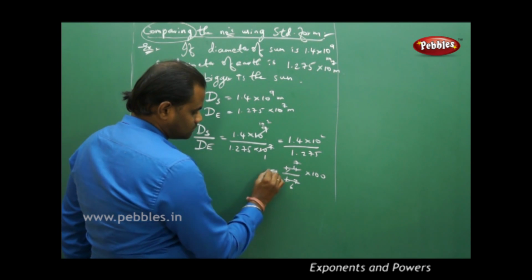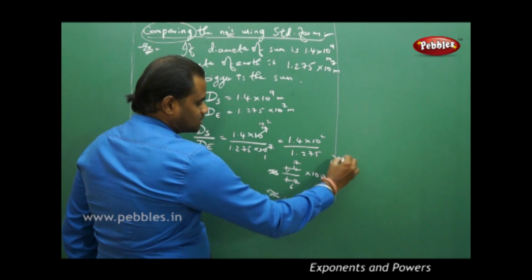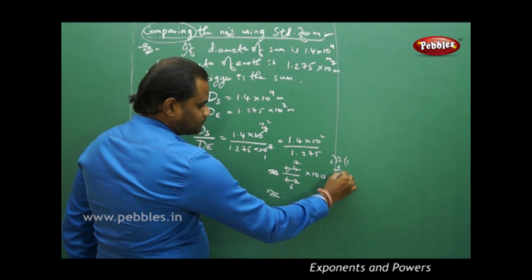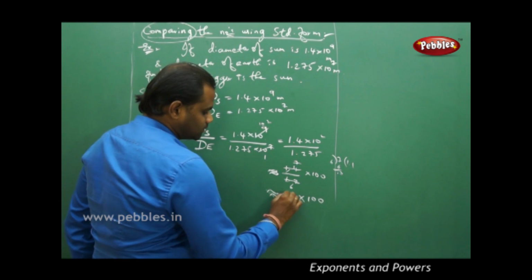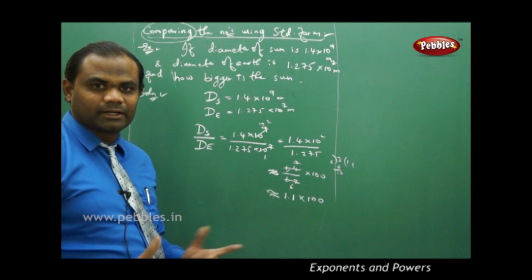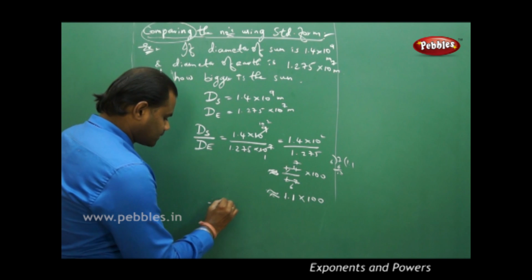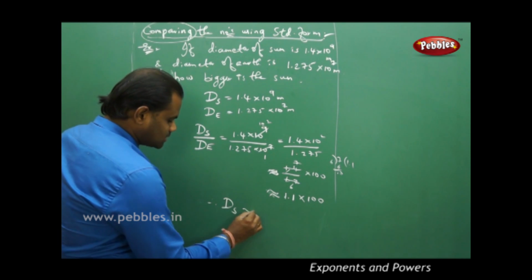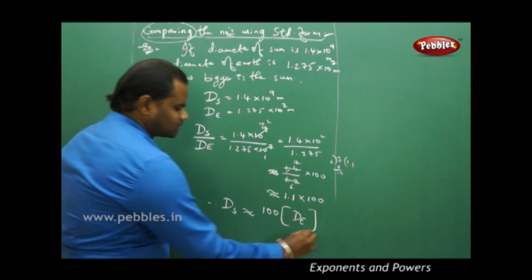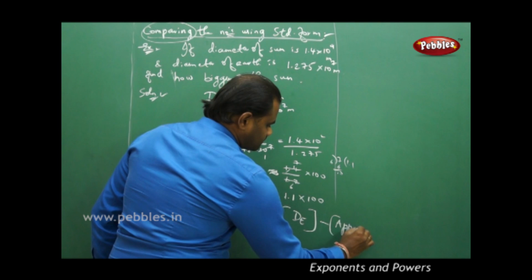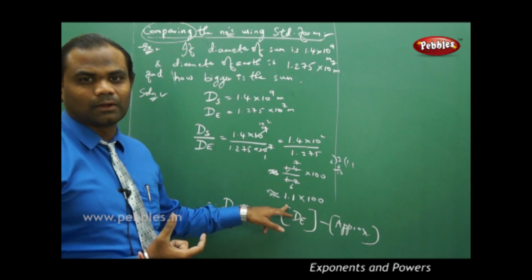So this would give me approximately 1.1 times 100. Now 1.1 is approximately 1. Therefore, I approximately understand that the diameter of the sun is approximately 100 times the diameter of the earth. This is approximately assumed because 1.1 is almost near to 1.